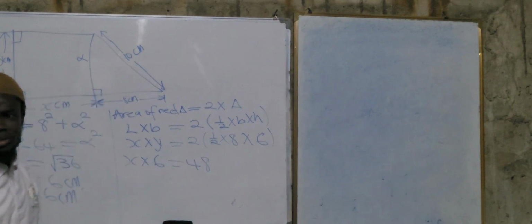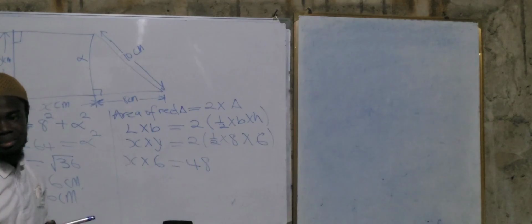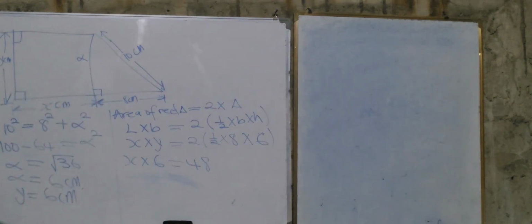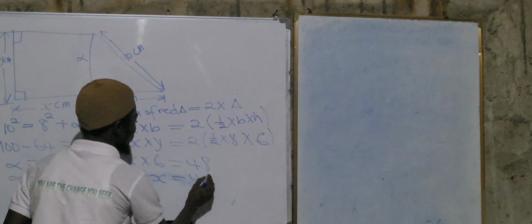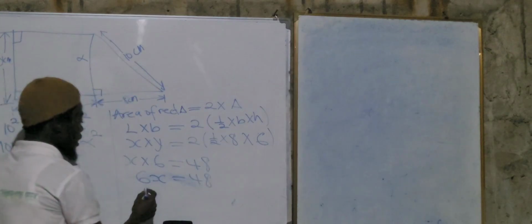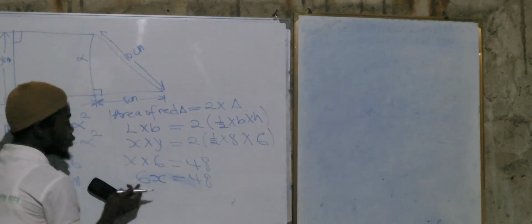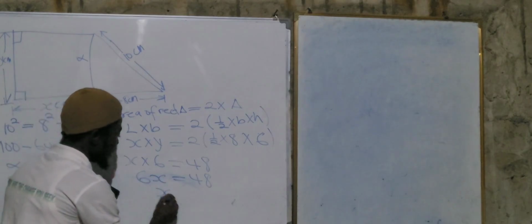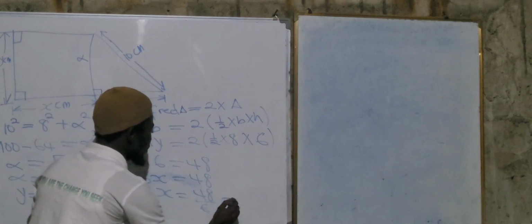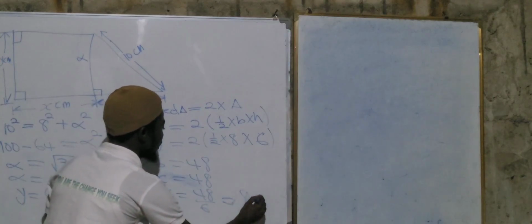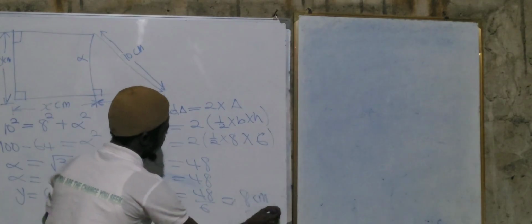Have you confirmed that one? Yes, sir. 48. Multiply here, right? Yeah. Now look at this guy here. X times 6 gives you what? 6x equal to 48, right? And to find the value of x here, divide both sides by 6. X is now equal to 48 divided by 6, and this is equal to 8, eh? And 8 centimeter.